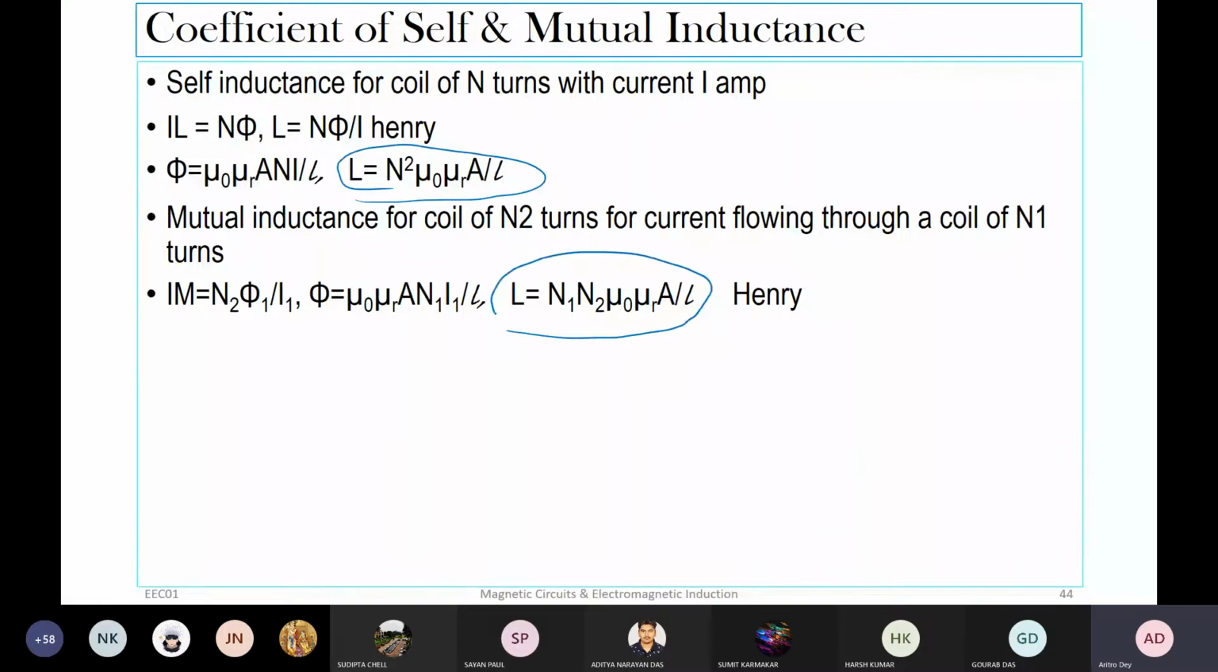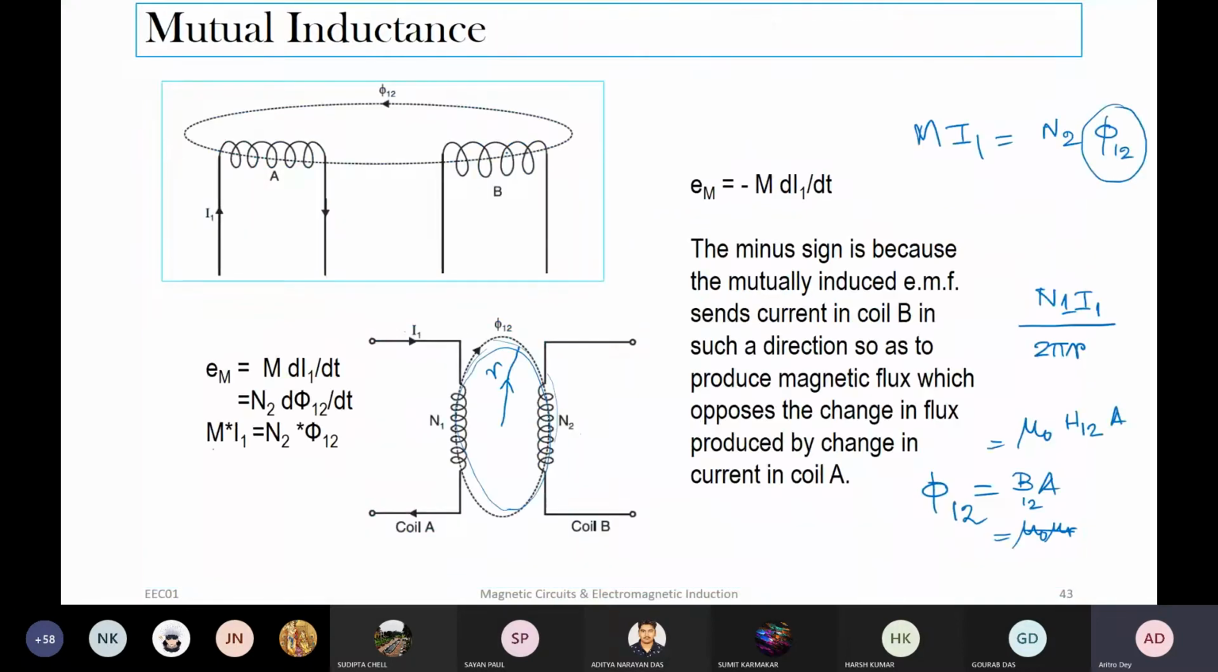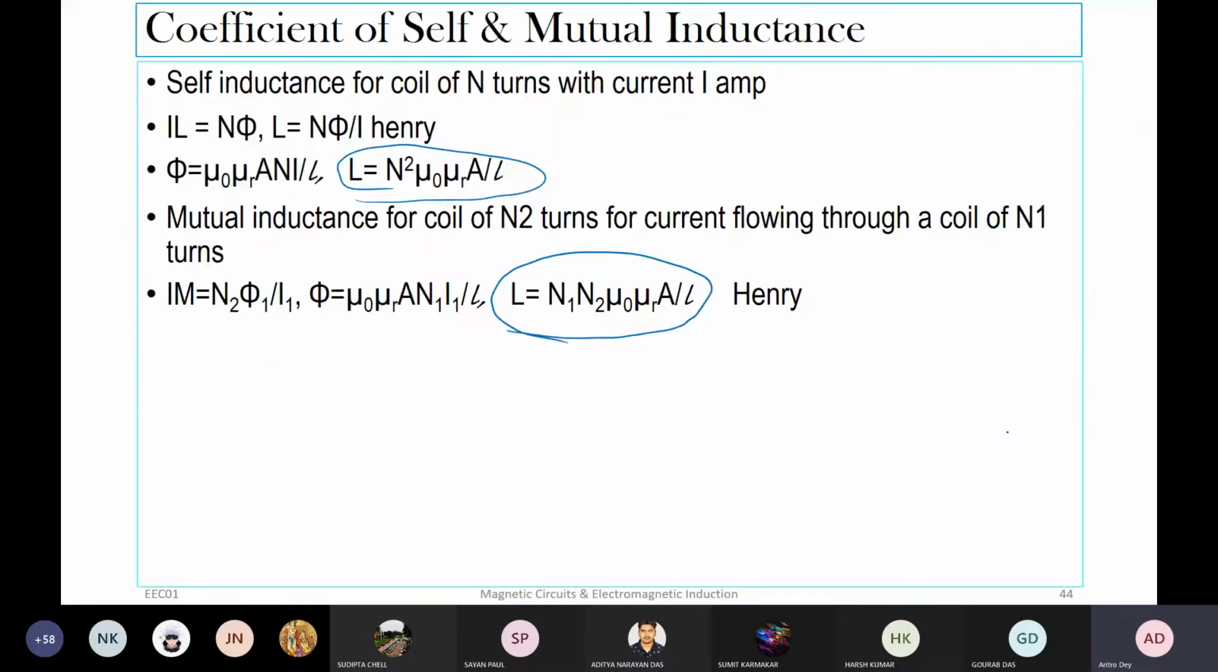The only difference is that here it is N square for a single coil, and here it is N1 N2. Why? Because in this case this is N2, so this term will come as N2, and for 1 2, N1 will come. So N1 N2 terms we will get in the expression of the mutual inductance. So this is mutual inductance.